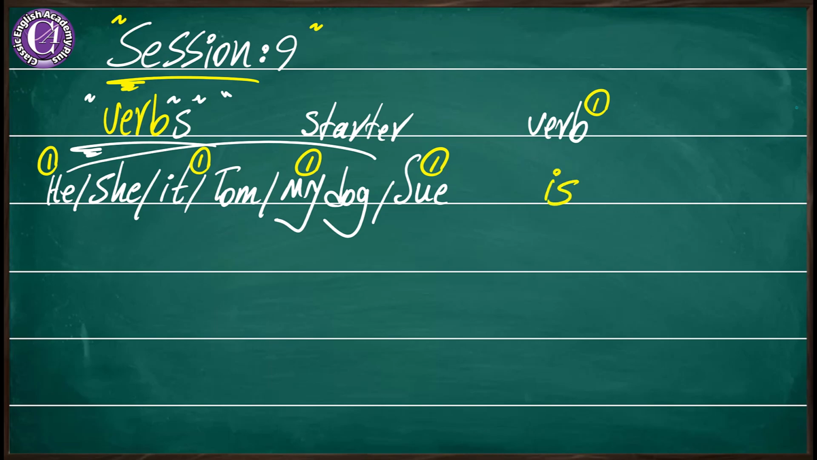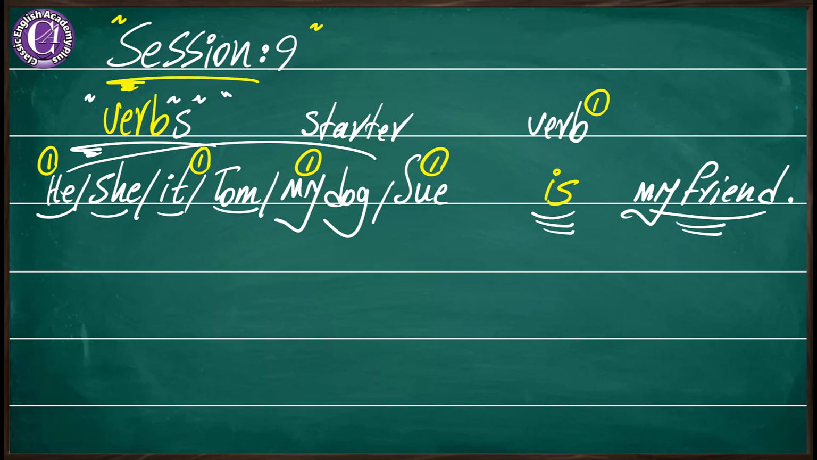And the rest of the sentence as the complement, well, we can say that it is necessary to say, for instance, my friend. Okay, let's read one sentence. He is my friend. Look at it. He is my friend. Number 2, she is my friend. Again, it is my friend. Okay, it's a neighbor's dog. Okay, Tom is my friend. We can say it again. My dog is my friend. Sue is my friend.